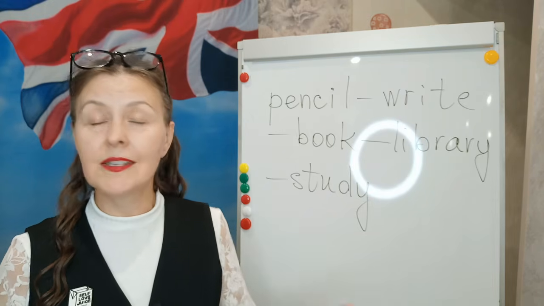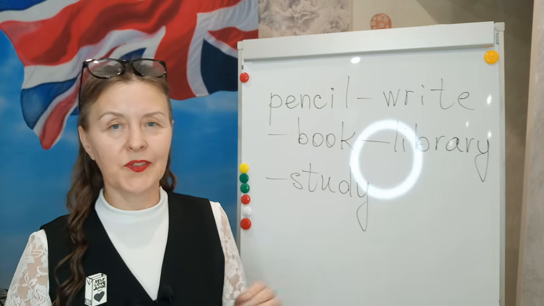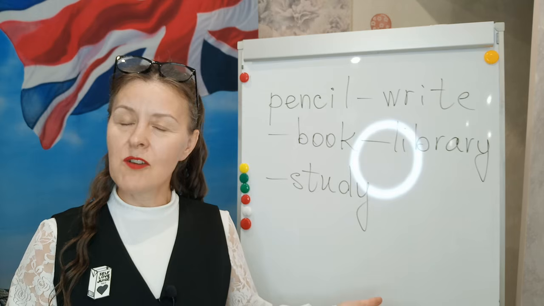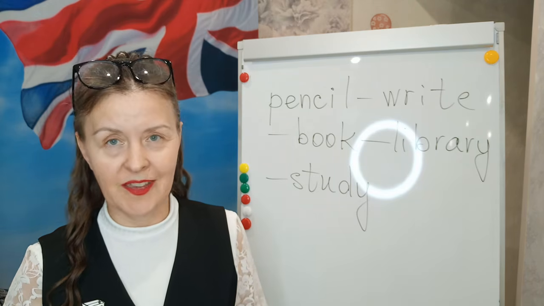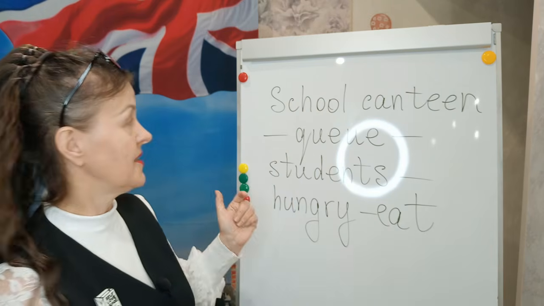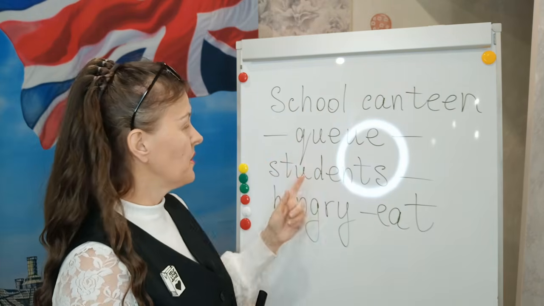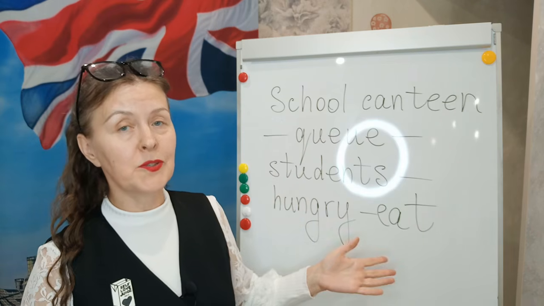Students should go as fast as they can. Give them not more than 10 seconds to think of an answer. If a word seems to be off topic, then they should explain their choice. Look at this example. The word chain looks like this. School canteen, cook, students, hungry, eat. Everything seems to be logical.